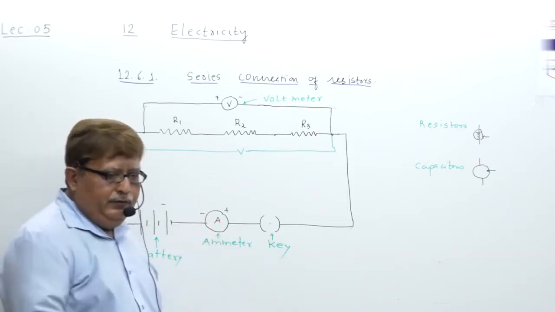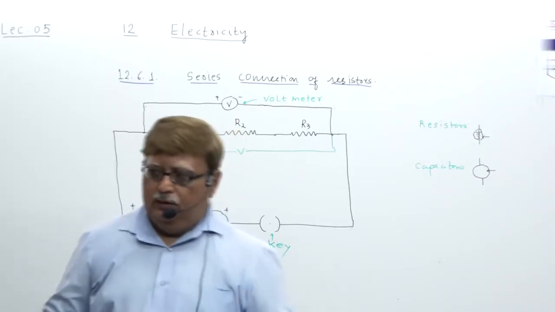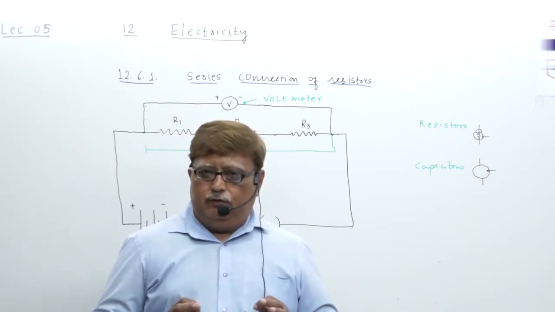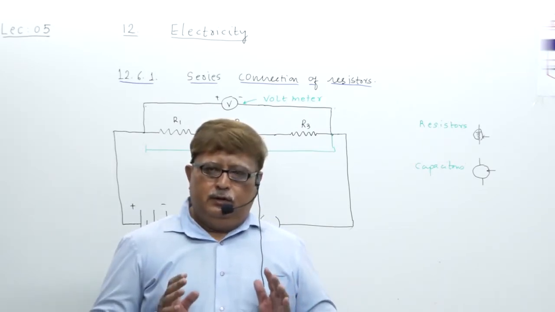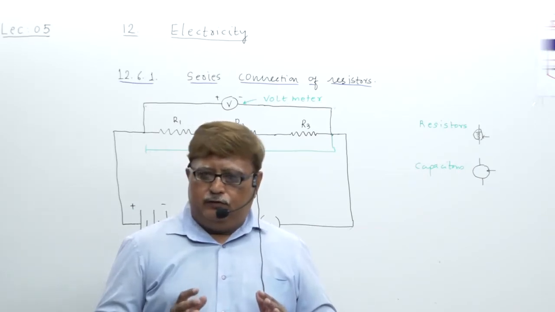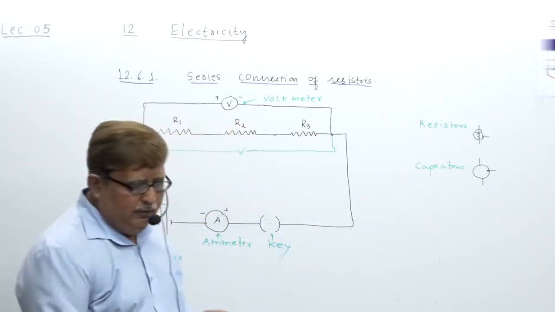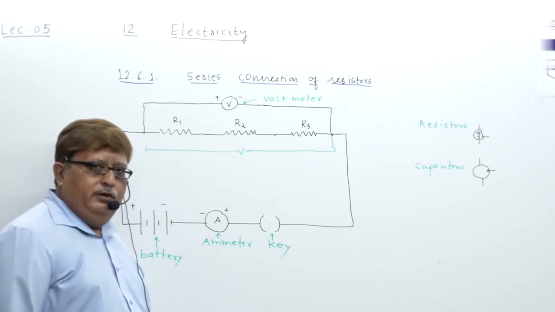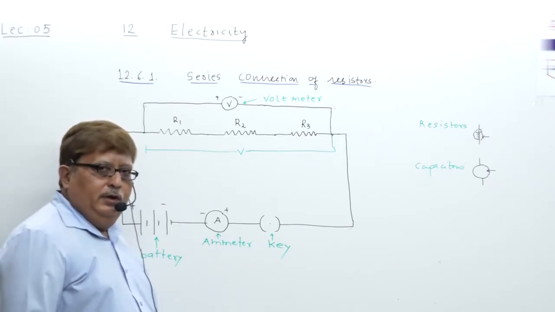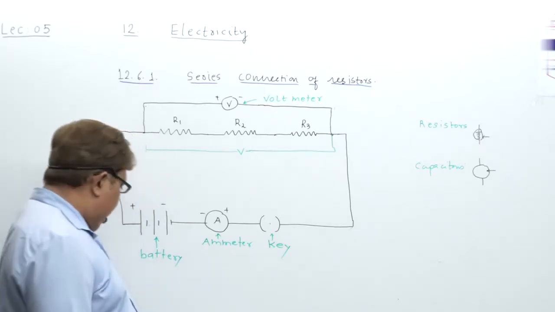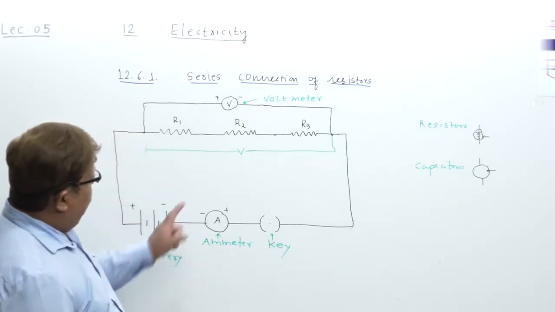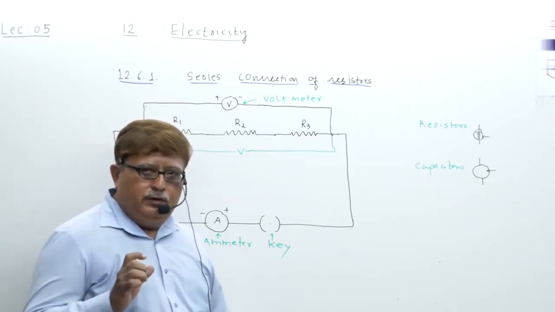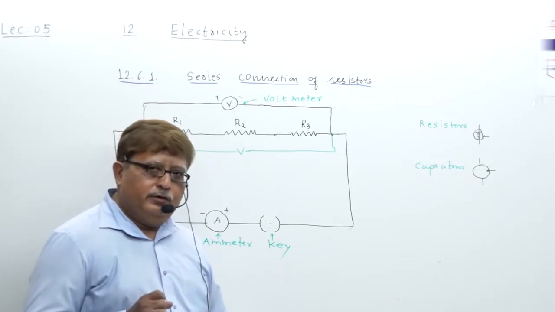If you are asked in exam, maybe for 2 marks, to draw an electric circuit showing a series connection of three resistors, you can show it in this way. This is already a series connection of resistors. After drawing the circuit diagram, let us try to understand what is the meaning of series connection.